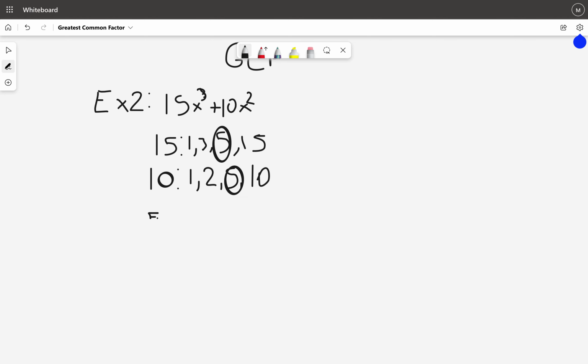So we have to write 5 and parentheses. We see that they also have the x, so we write x squared before the parentheses. Then what's 15 divided by 5? We know that's 3. So it's going to be 3x plus, then 10 divided by 5 is 2. So it's going to be 2.